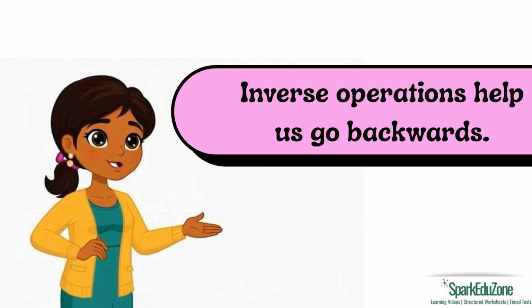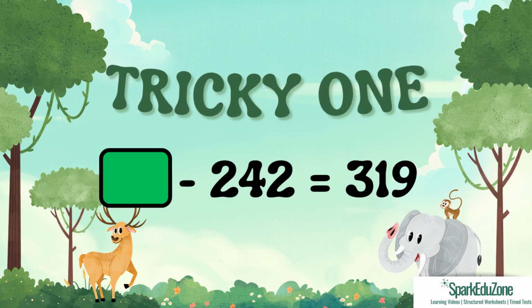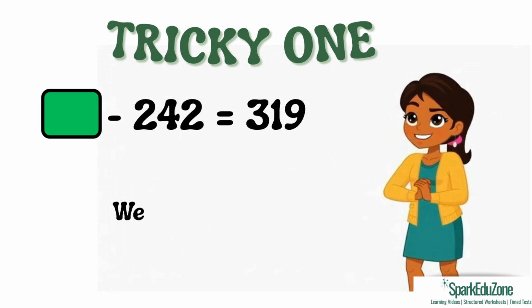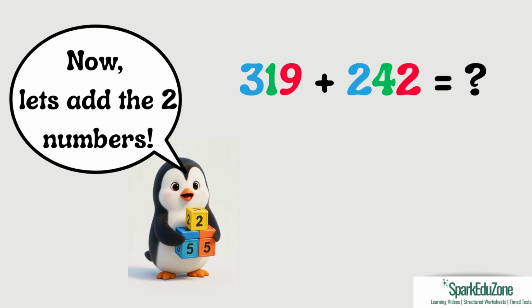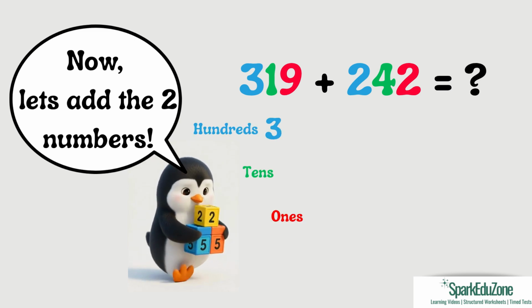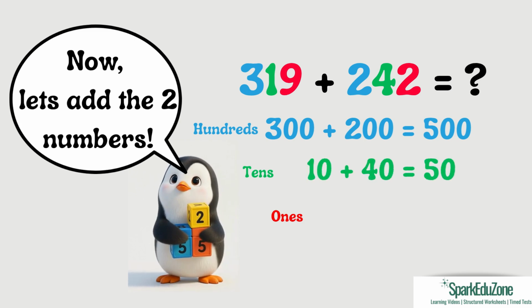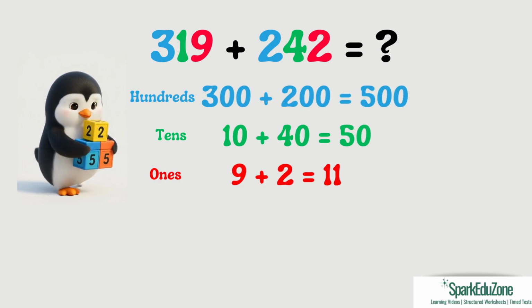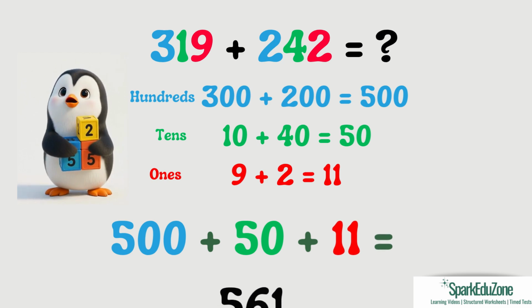Now try a trickier one. What minus 242 equals 319? We know the answer and one part, so we use the inverse, addition. We got 561 by adding the hundreds, tens, and ones. 300 plus 200 equals 500, 10 plus 40 equals 50, and 9 plus 2 equals 11. Then 500 plus 50 plus 11 equals 561.